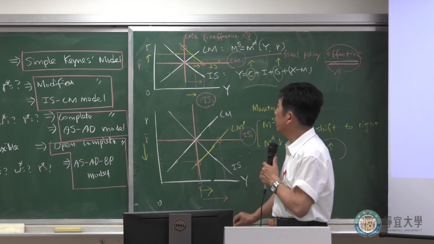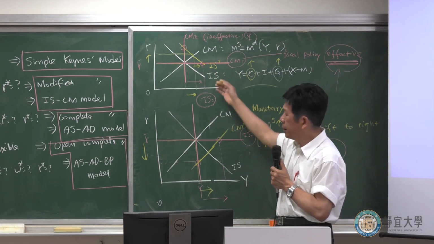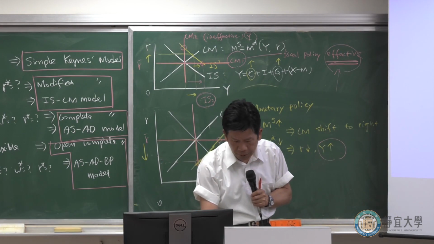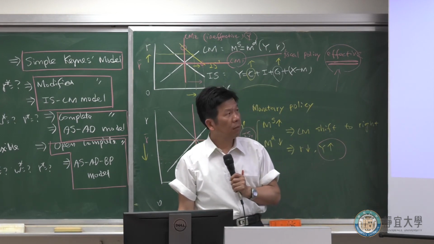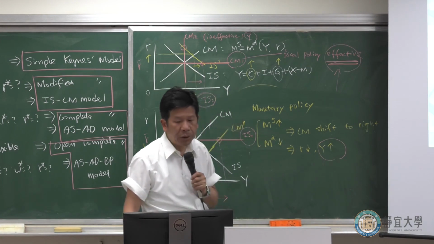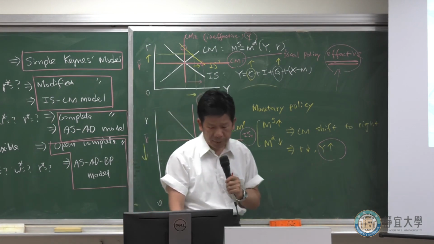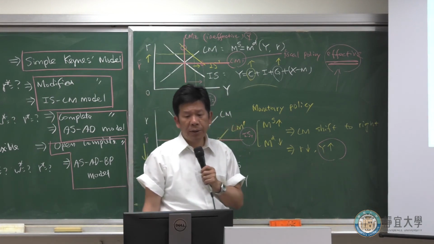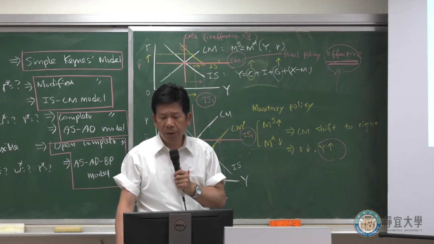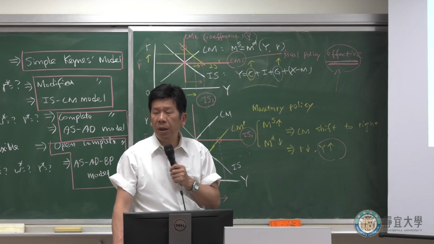So here you can compare the fiscal policy and the monetary policy. You can see that in this chapter we use the IS-LM model developed in chapter 11 to show how monetary and fiscal policy work.